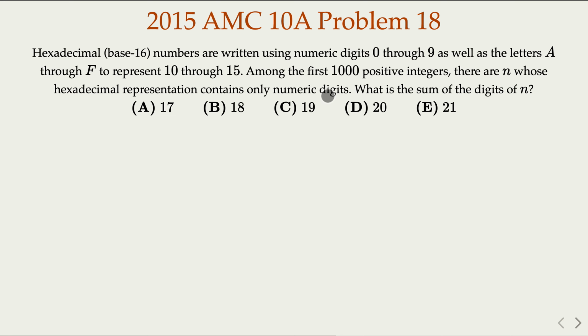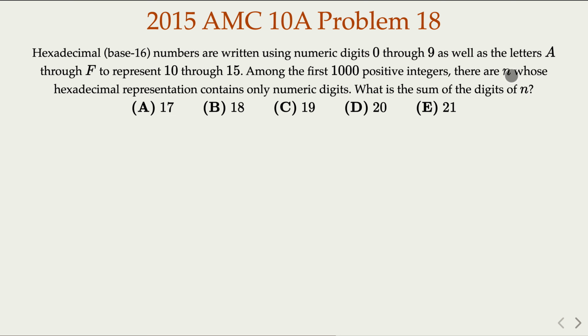Okay? So for example, 13 does not belong there, right? 13 is going to be D, which is A to F. But number 9 in base 16 is also 9, right? So that's part of it. We need to find n in order to find the sum of digits of n, right?